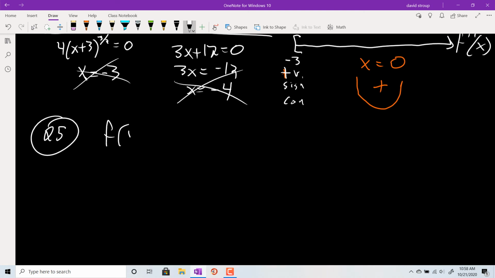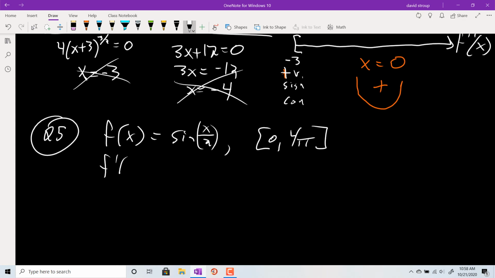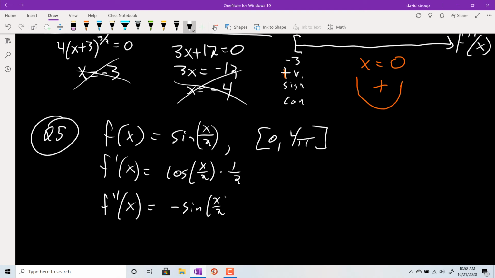We have f of x equals sine of x over 2 on the domain from 0 to 4 pi. Okay, so we need the second derivative. F prime of x is cosine of x over 2. And then you need the chain rule, so times the derivative of x over 2, which is 1/2. F double prime of x, the derivative of cosine is negative sine of x over 2. You still have this 1/2, and then times the derivative of x over 2, which is 1/2. So our second derivative is -1/4 sine of x over 2.